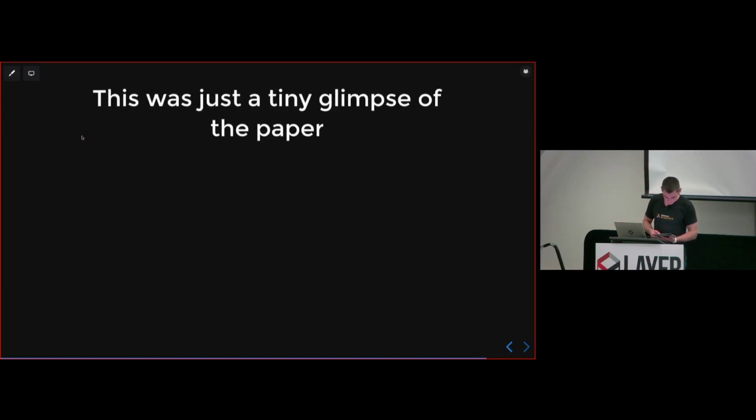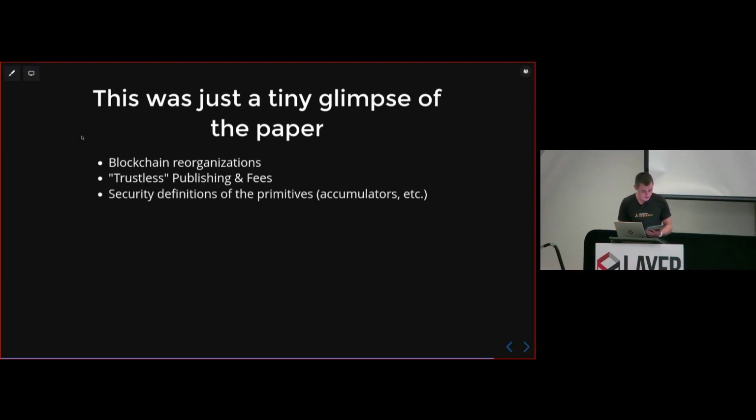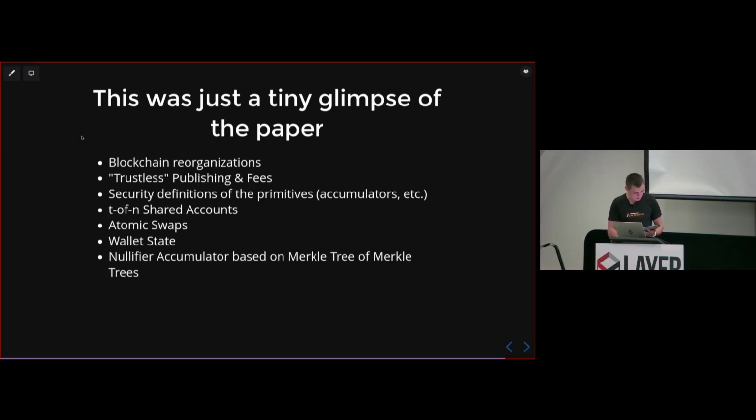There's much more in the paper than what we managed to discuss here. For example, how to deal with blockchain reorgs, how to pay fees to publishers. The paper gives detailed security definitions of the primitives, for example, of the various types of accumulators, how to do shared T of N accounts, similar to T of N multisig wallets in the Bitcoin space, how to do atomic swaps with Bitcoin and with PTLC-enabled Lightning, the importance of wallet state and how to manage it, and the paper specifies a nullifier accumulator, and much more.